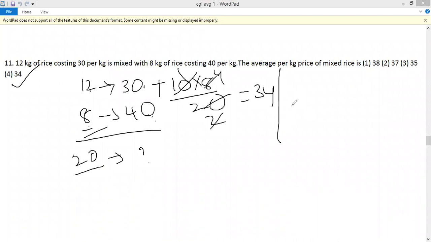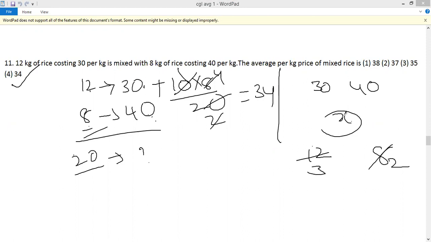Or you can do by alligation mixture. What is 30 per kg and next another mixture is 40. Okay, this you have to find for 30 how many 12 kgs, for this 8 kgs, right? This must be what 34. Suppose this is, so find this one. This is 34 what 4 6, right? Do like this.